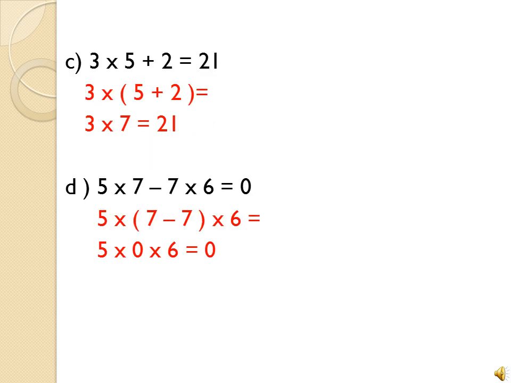Part C, 3 times 5 plus 2 equal 21. So here I must put the parentheses between 5 and 2 and not between 3 and 5 in order to obtain the answer 21. 5 plus 2 equals 7 and 7 times 3 equals 21. If I try and put the parentheses between 3 and 5, it gives 15 and 15 plus 2 equal to 17, which is not the case. The answer I have is 21 and not 17. So I must put the parentheses between 5 and 2 and not between 3 and 5.